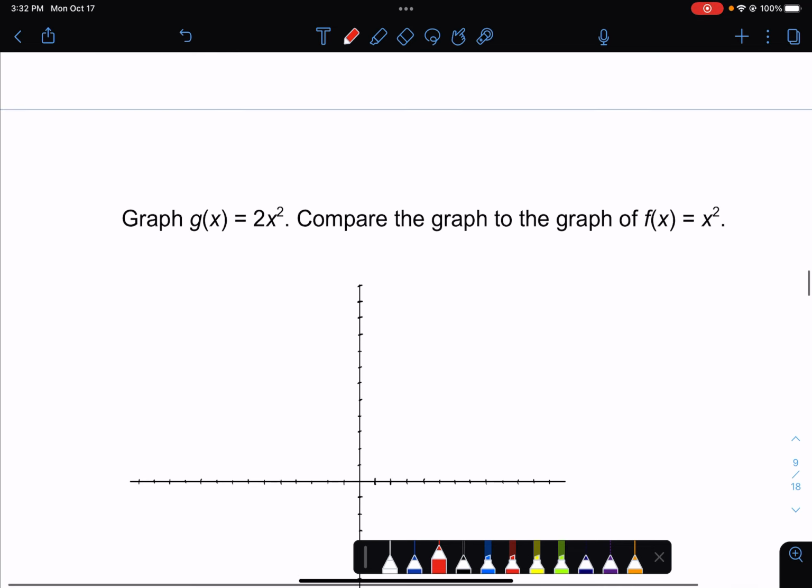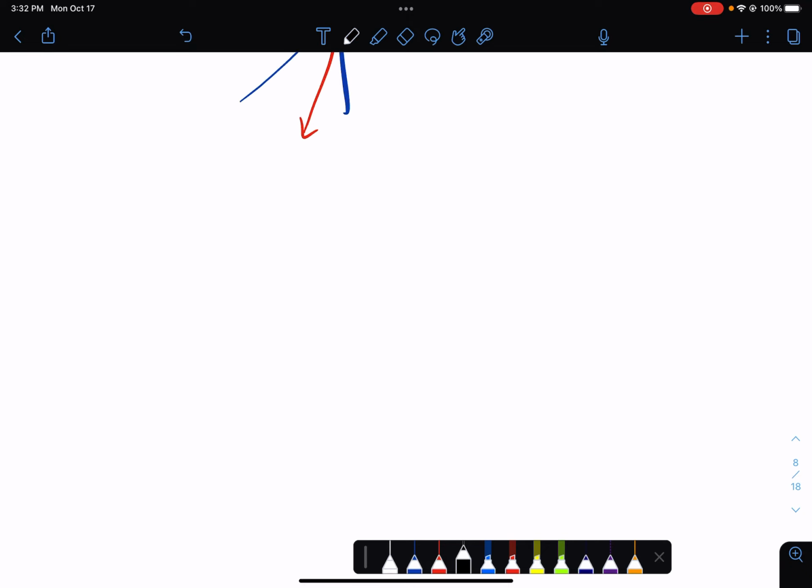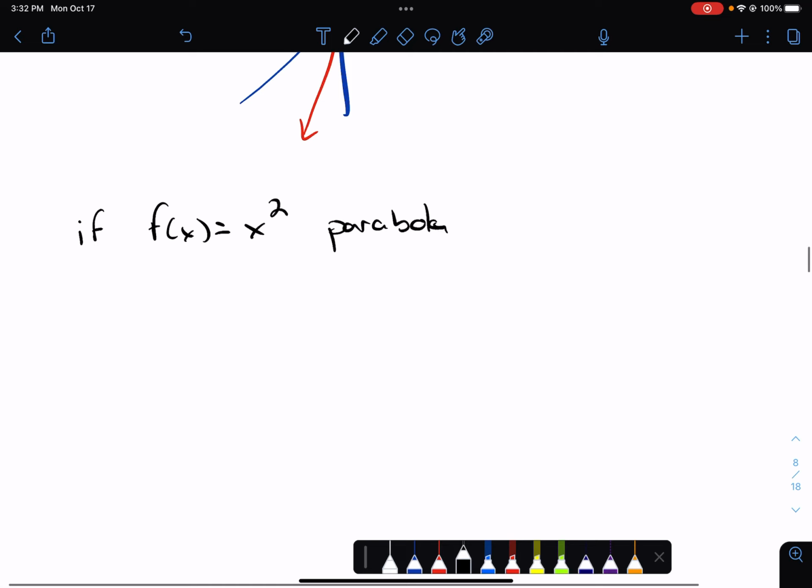So let's make a couple of notes here, something that you need to put in your notebook. If f of x equals x squared, that gives us a parabola, right? It has a vertex at the point 0, 0. And I don't want to say it has a slope of 1 because it actually doesn't.